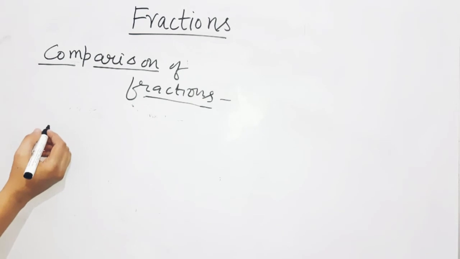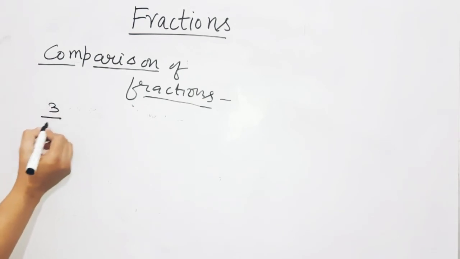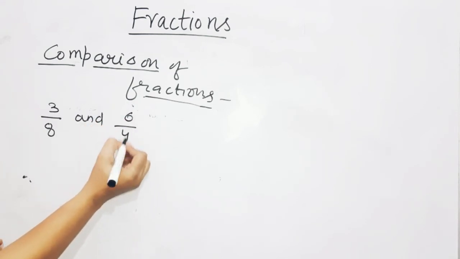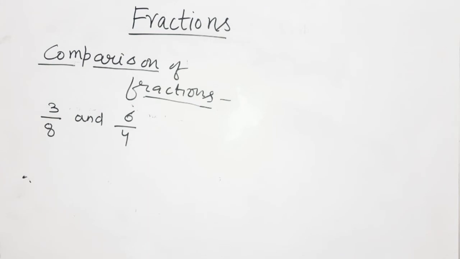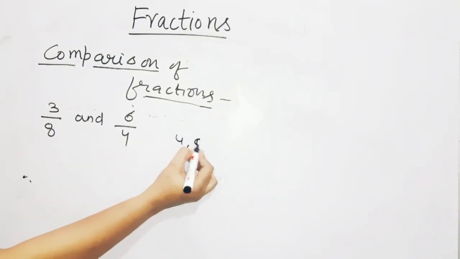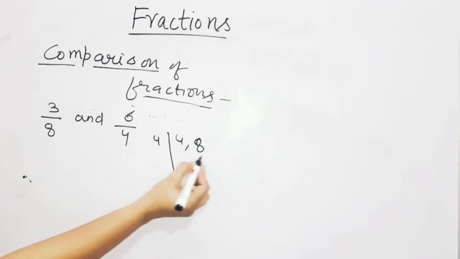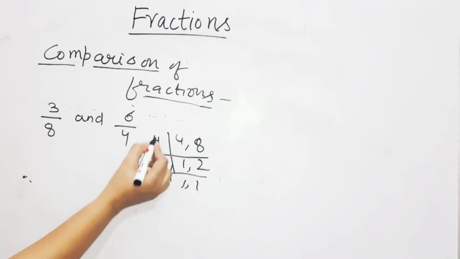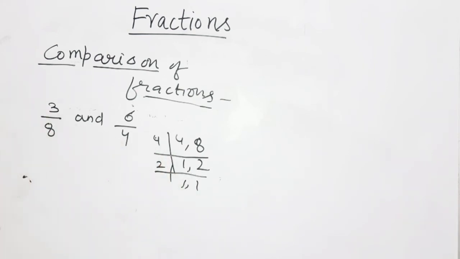Okay students? So I am taking two fractions like 3/8 and 6/4. Now we have to compare these two fractions, and what we have to do? By the method of LCM of the denominators, we are going to compare these two fractions. So as you all can see, 8 and 4 are the denominators. So what will be the LCM of 8 and 4? The LCM of 8 and 4 is 8 only, पर मैं आपको लेके दिखा रही हूँ. 4 1s are 4, 4 2s are 8, then 2 1s are 2. So the LCM of 8 and 4 is 8, right?